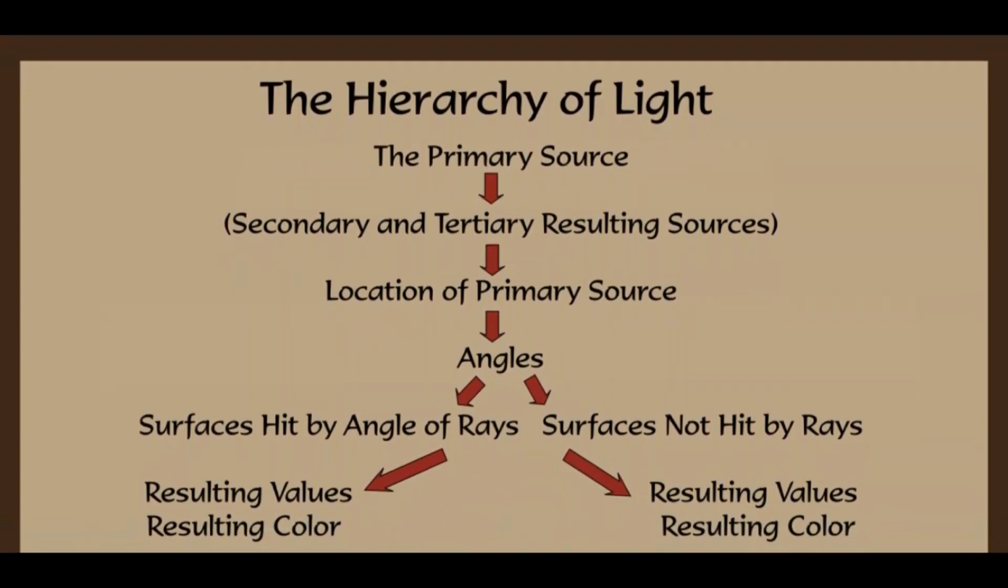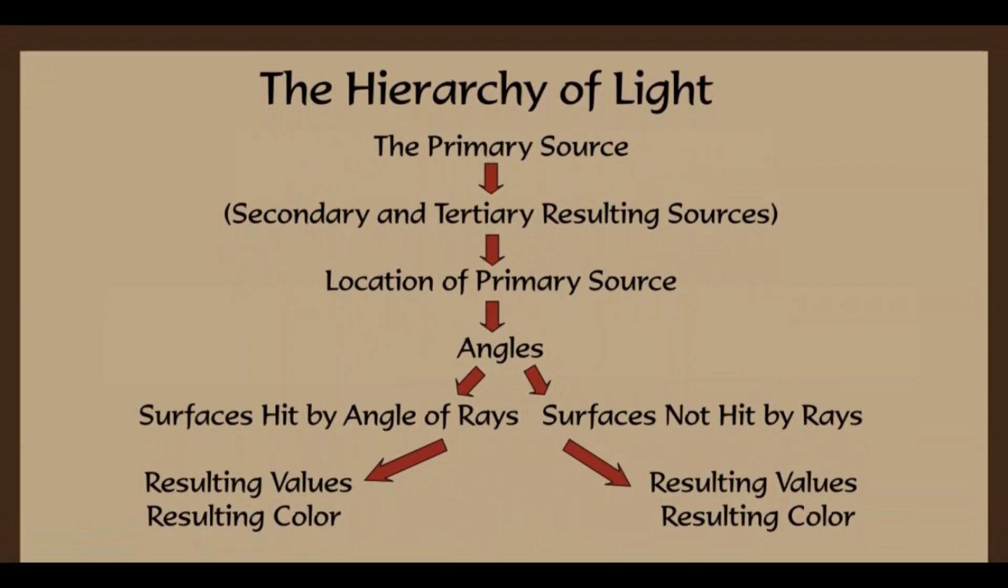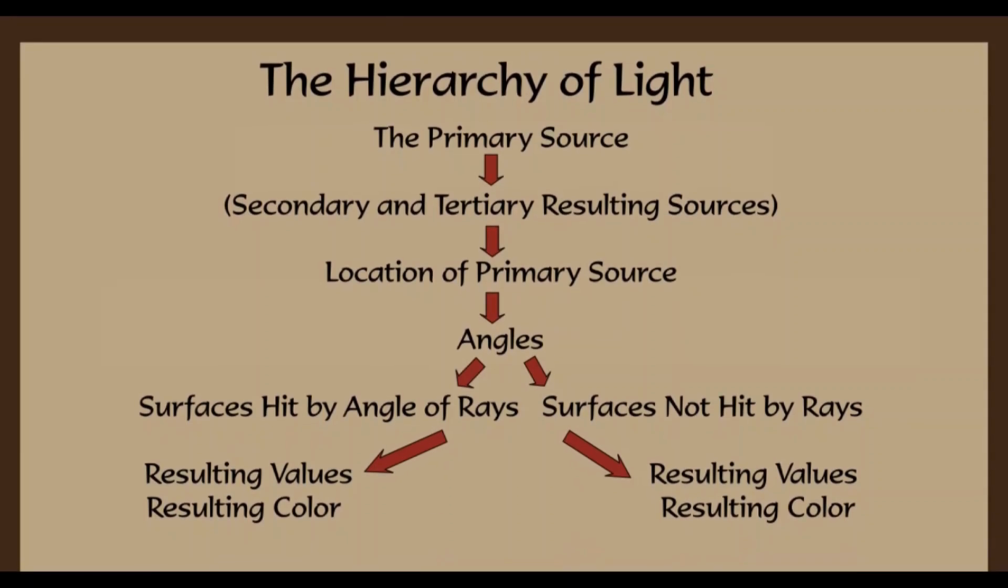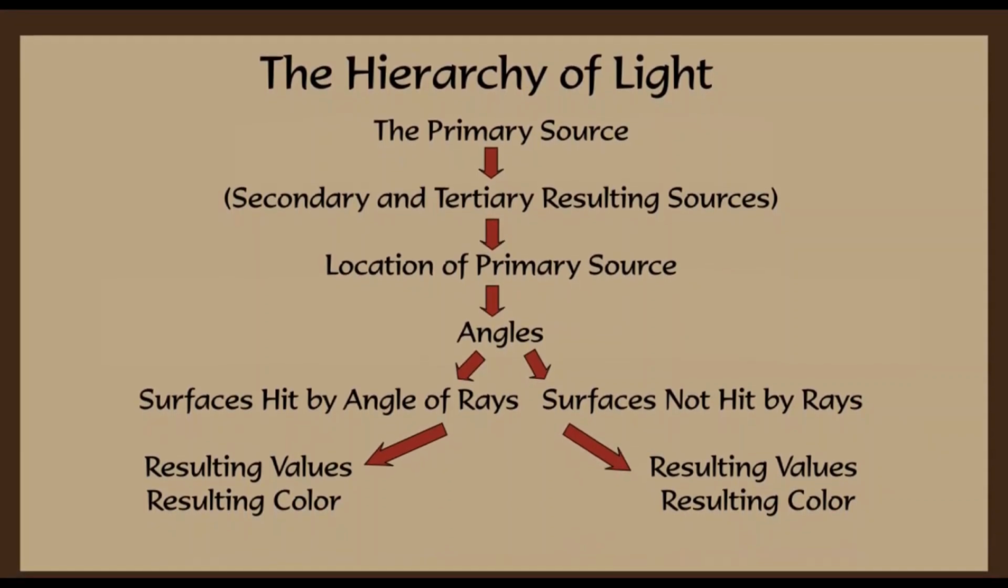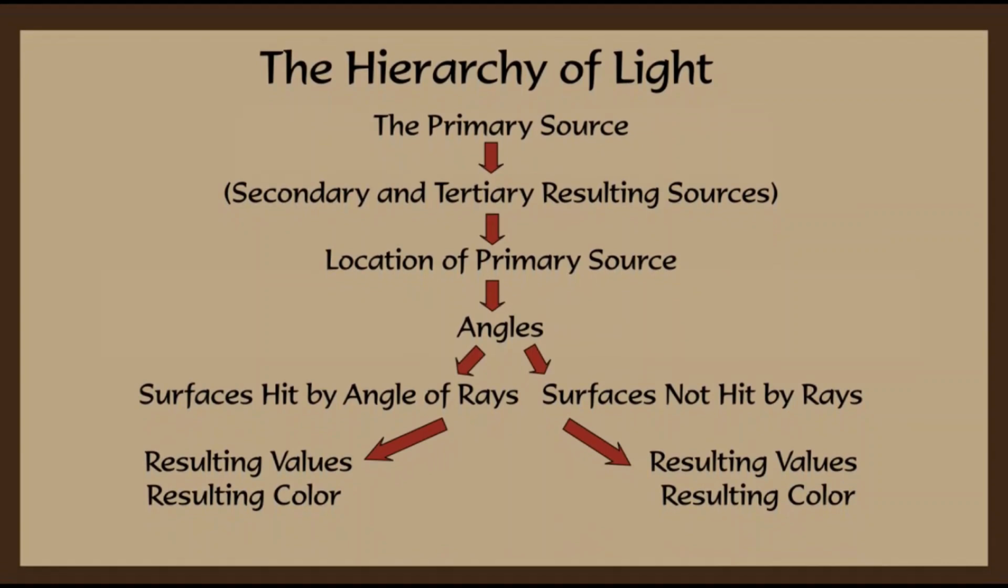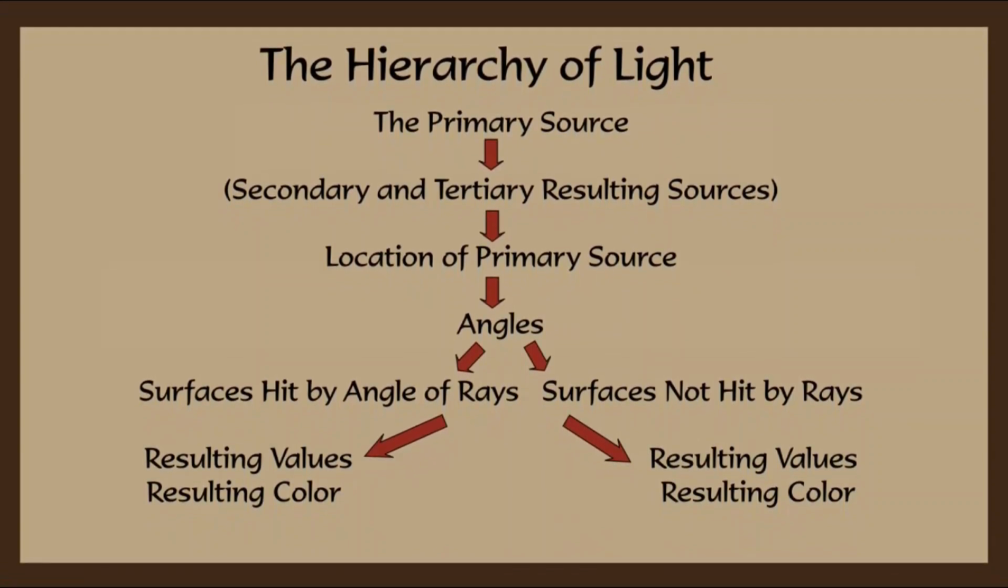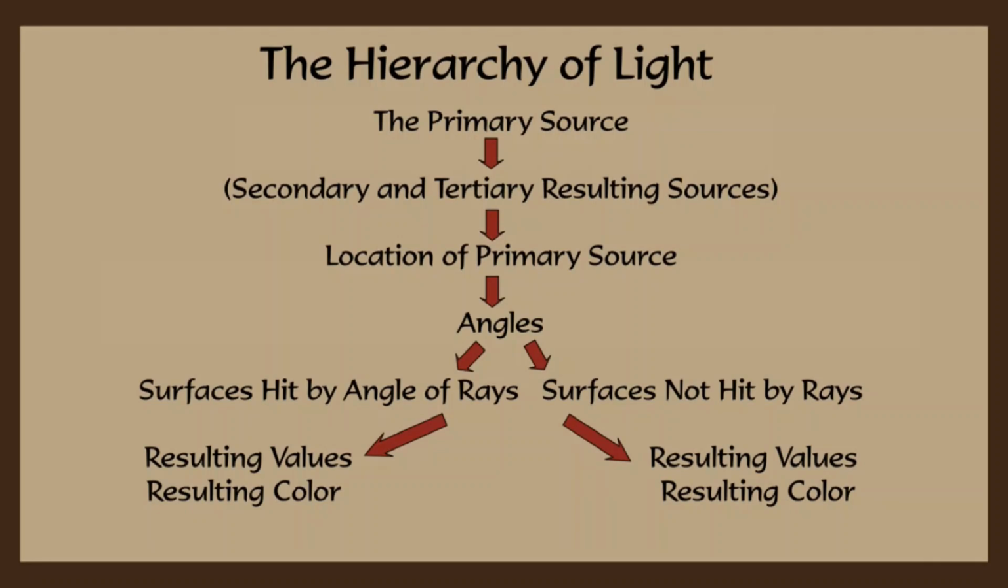Those shapes of values are either in the realm of light, where the light rays are hitting, or they're in the realm of shadow, where the light rays are missing. So surfaces hit by the angles of the rays are where the light rays are hitting. Surfaces not hit by the light rays are what we call shadow. Now here's your big clue.